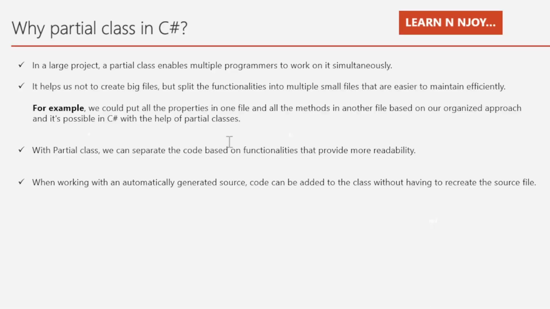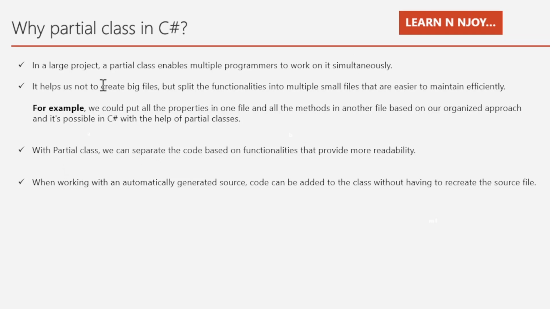Why partial class? Here we learn why a partial class is needed. There are multiple reasons behind it. Number 1, in a large project, a partial class enables multiple programmers to work on it simultaneously. Let's say we have a very huge project and multiple programmers are working on it. Some programmers are working on the same class for different functionalities. So they could create multiple files and work on the same class by making it a partial one. That is possible only because of the partial class, which allows us to create multiple files, make the class a partial one and put the functionalities over there.